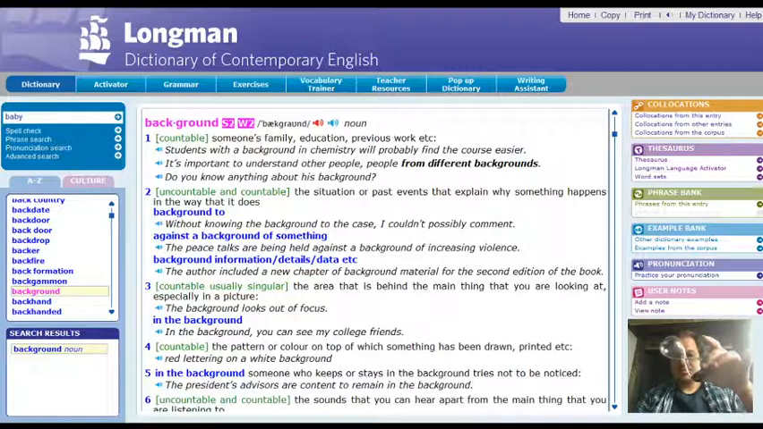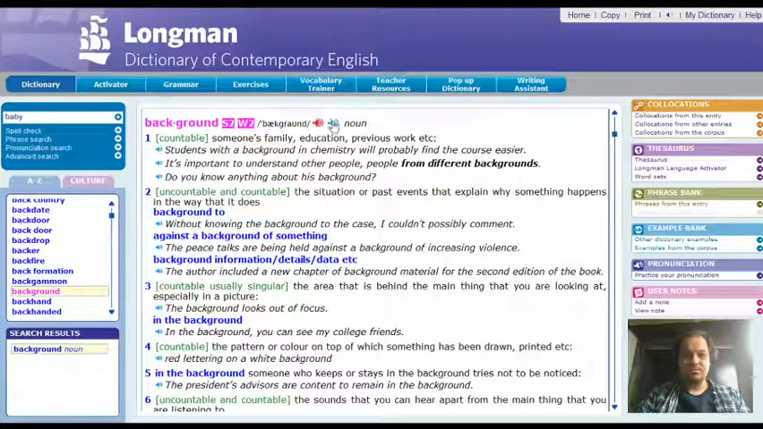Alright, so we're gonna read 5 minutes and I'll change the screen to this one. And time starts now. Here we go. Background. Background. So this is a pronunciation, British. Background. An American. It's countable.